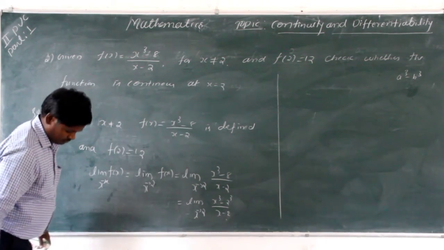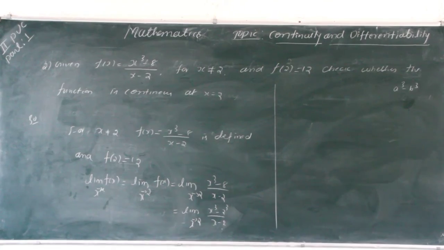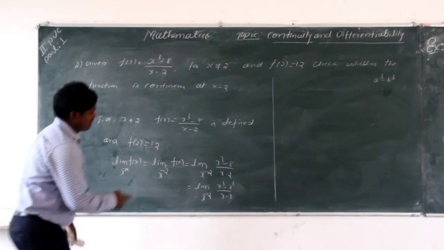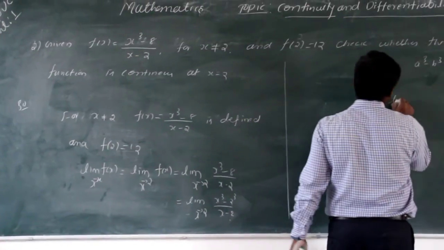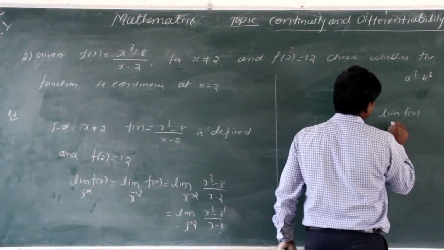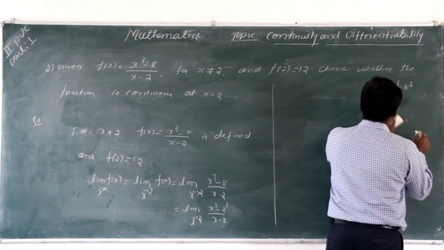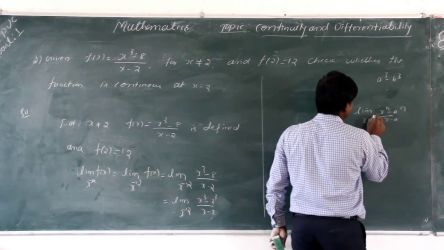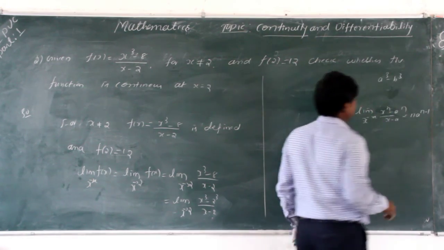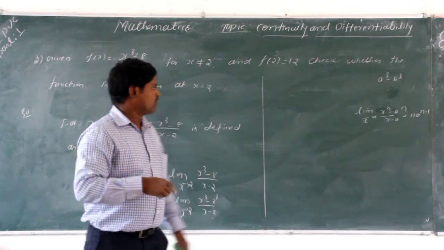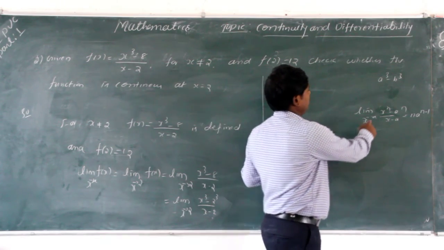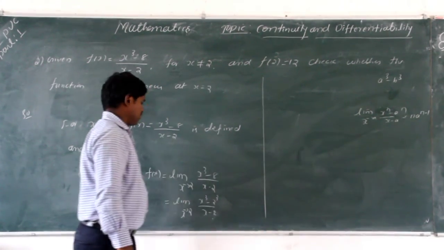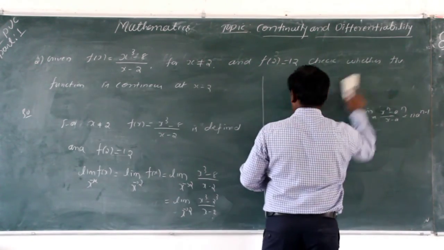Or we can take another formula otherwise. There is a formula: the limit of (x to the power of n minus a to the power of n) divided by (x minus a) as x tends to a is equal to n a to the power of n minus 1. There is a formula in the first video. By using that formula also we can evaluate this.